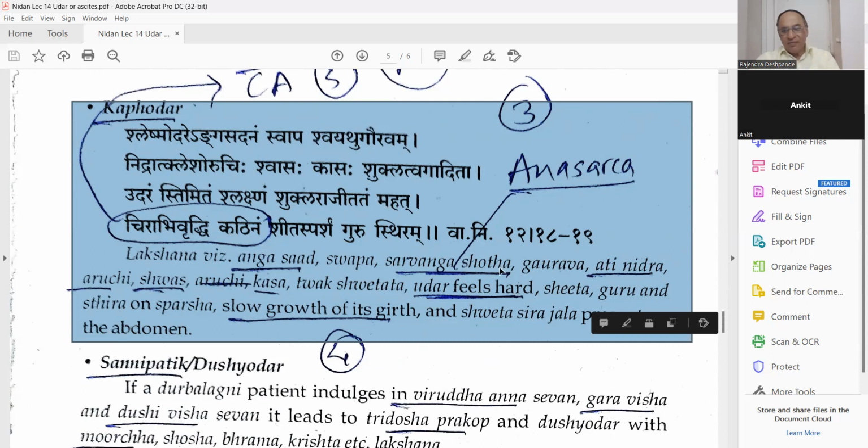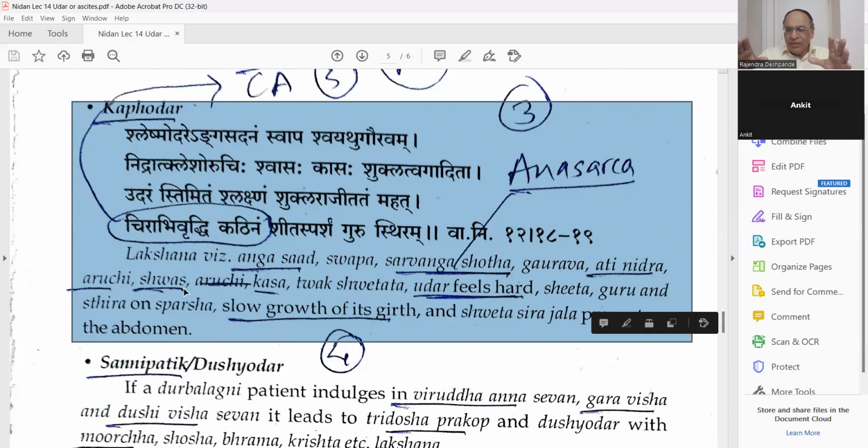Sarvanga Shodh, which is called Anasarka. Then Atinidra, all the time sleepy. Aruchi, loss of taste. Shwas, breathlessness, because there is a lot of fluid and there will be pressure on the diaphragm. Diaphragm is the main muscle of respiration. Fluid in the abdomen gives pressure on the diaphragm. Simple. So breathlessness is very common.